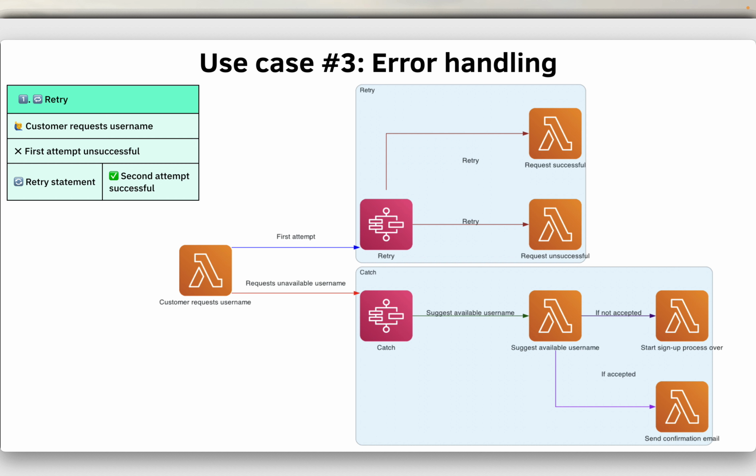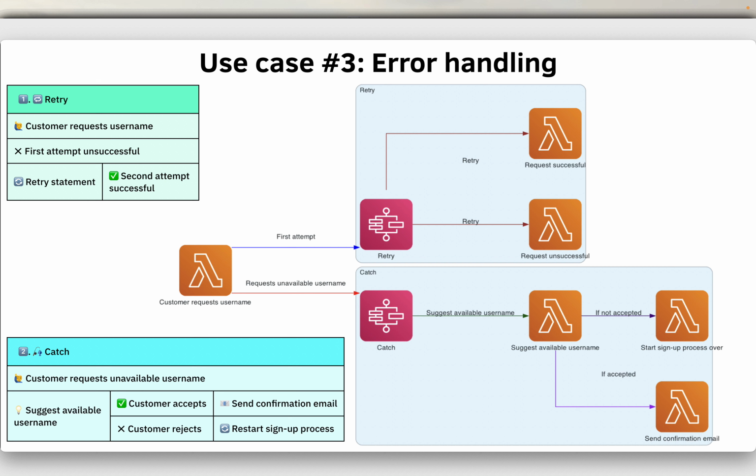So first one is retry. In this case, for example, a customer has requested a username. The first time, your customer's request is unsuccessful. Then using a retry statement, you can have Step Functions try your customer's request again. The second time, your customer's request is successful. So basically he has to request a different username if it is already taken.